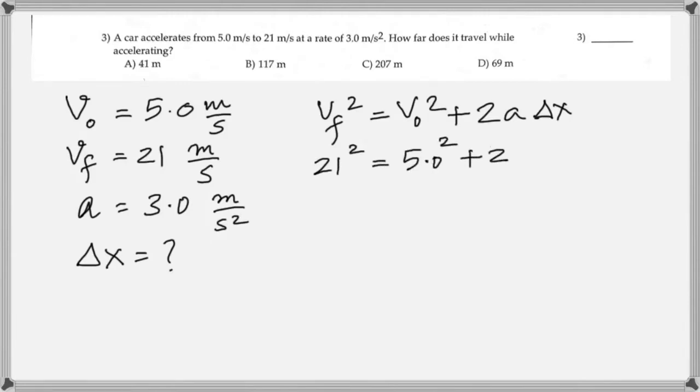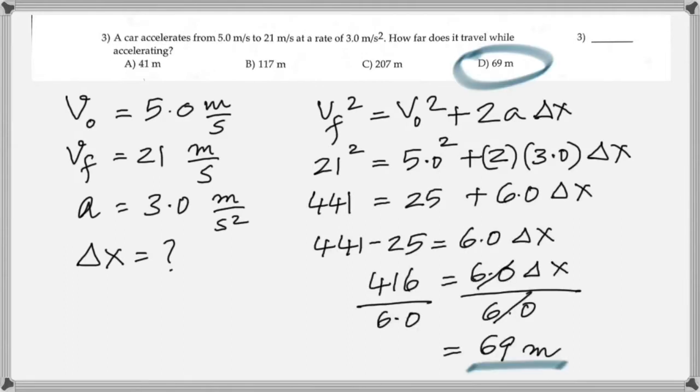On proper substitution and calculation, you should get delta x as 69 meters. So you have to know what terms are given, and you have to know which equation to use depending on the given terms.